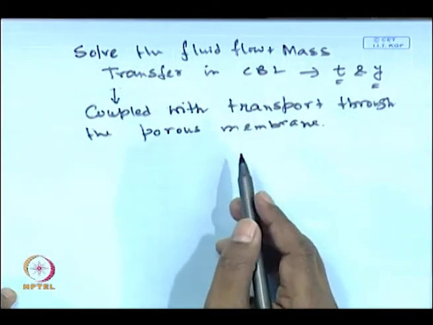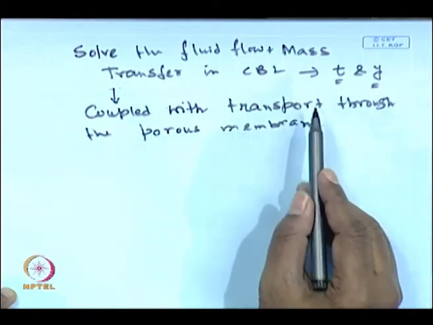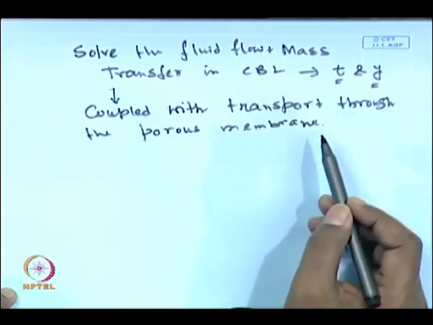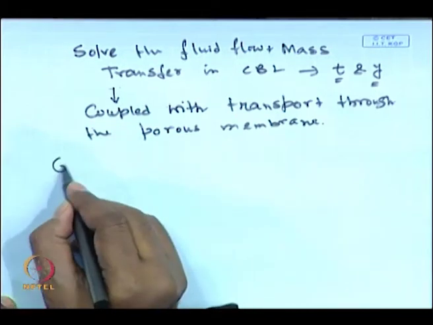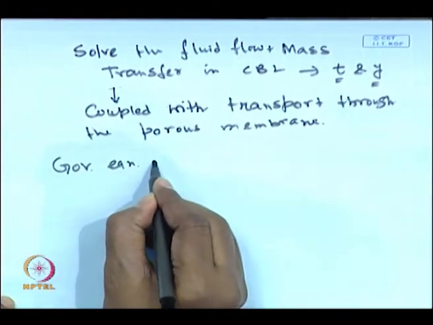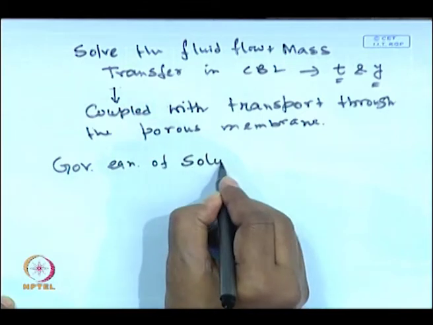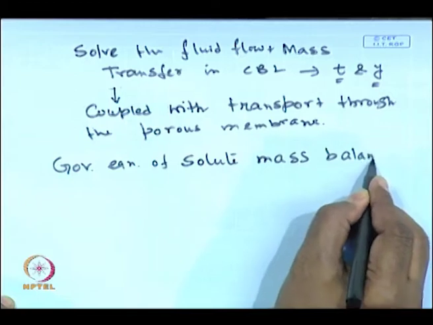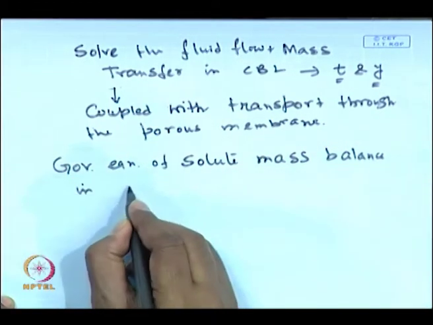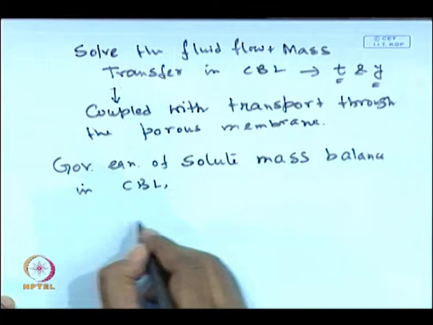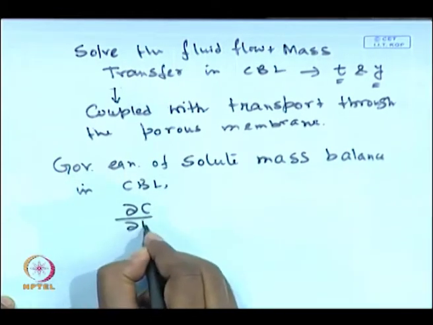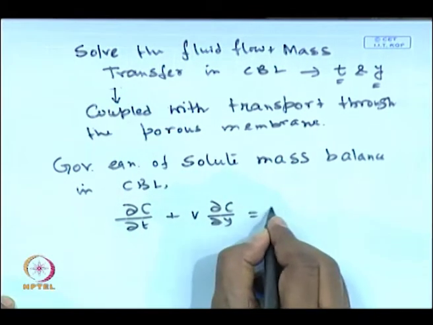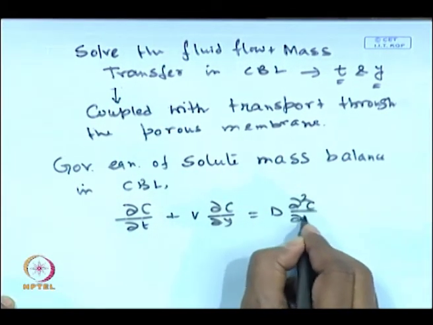Okay. In the earlier case, it was a steady state process, a function of x and y, and in this case it is a function of t and y. So if you write down the governing equation of solute mass balance in the concentration boundary layer, it will be nothing but del C del t plus V del C del y is equal to D del square C del y square.